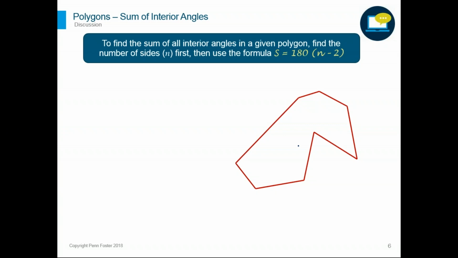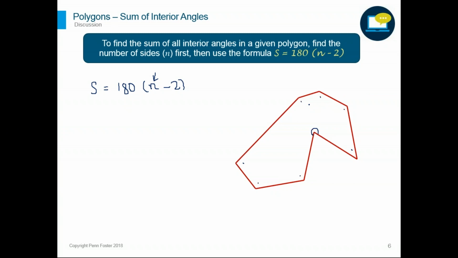So to find the sum of all interior angles inside any given polygon, you are able to use the formula here. The sum equals 180, just a number in the formula, so we're going to use it as is, times n minus 2. What's n? n is the number of sides in the polygon, or it's the same as the number of all interior angles. So if you count all the sides or you count all the interior angles, that would be the value of n that you will be using to find the sum of all interior angles in a given polygon.